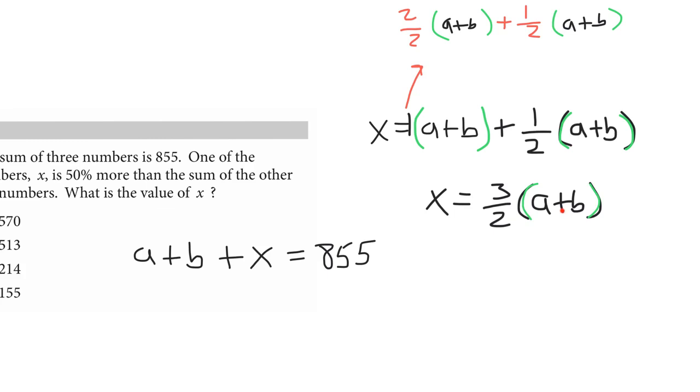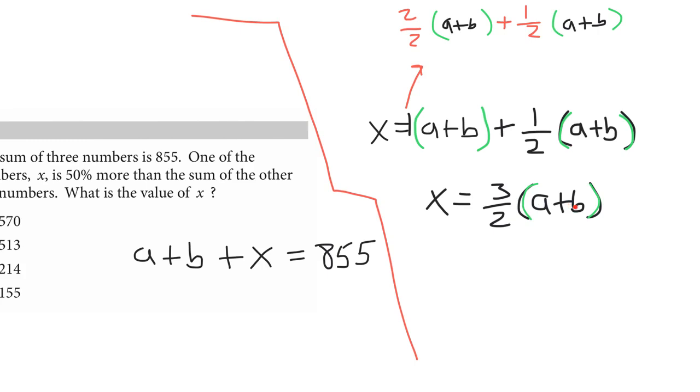A plus b could be, let me just do a little divider here. So let's literally solve for a plus b. That way we could replace this a plus b with something else. So in order to solve for a plus b, we want to get a plus b by itself on the right-hand side of the equal sign.